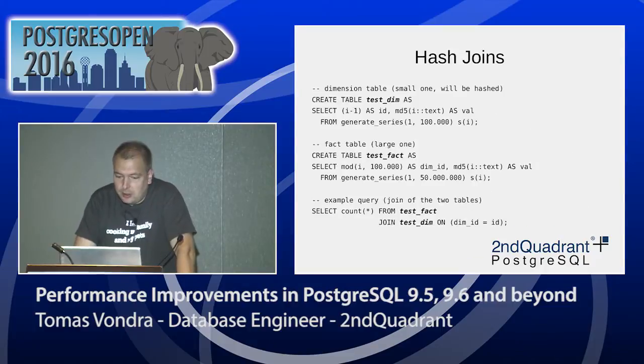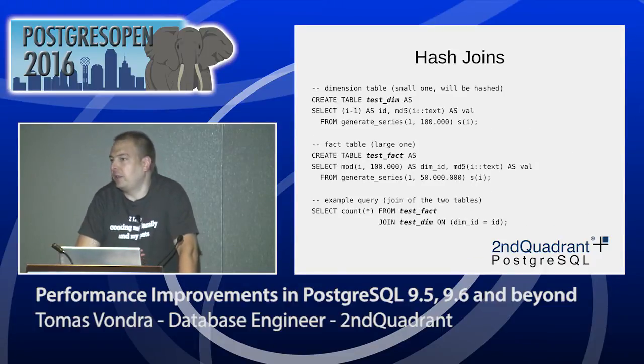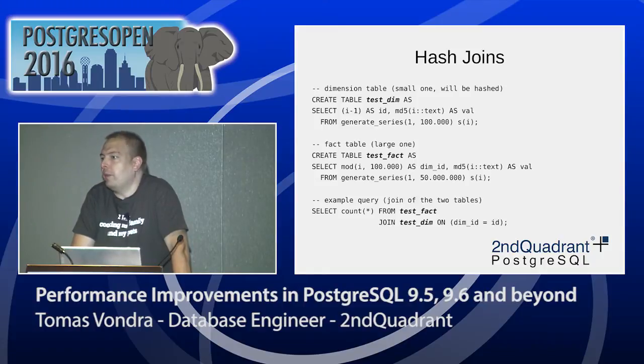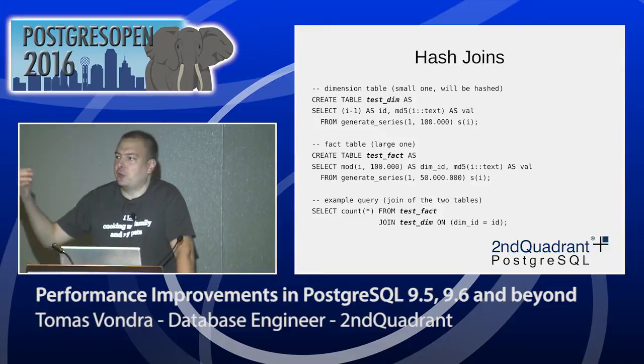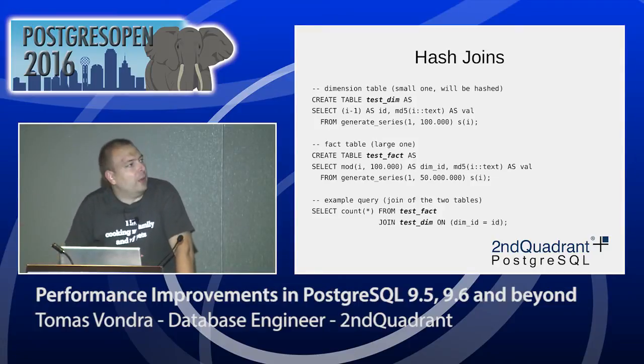So again, a simple example. We have a join with two simple tables. You could see this as a fact table with a small dimension. The dimension gets hashed into the hash table, and then we walk through the large table with 50 million rows, and we join the two tables, right? And we will measure how long this join takes.